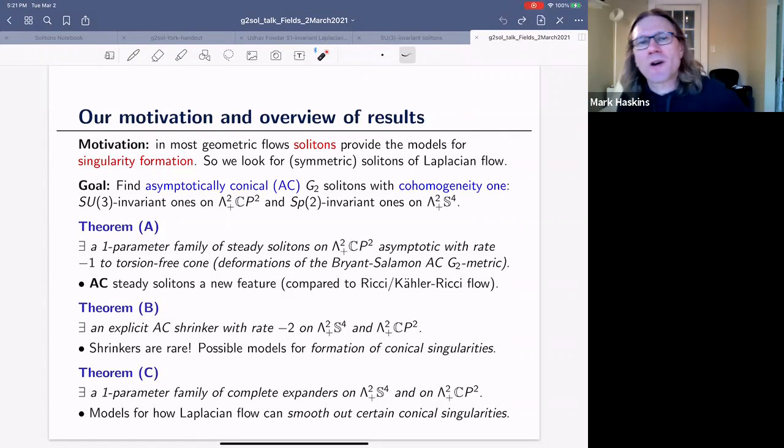So before I do that, I just wanted to ask, are there any questions just about the rough statements of the main results?